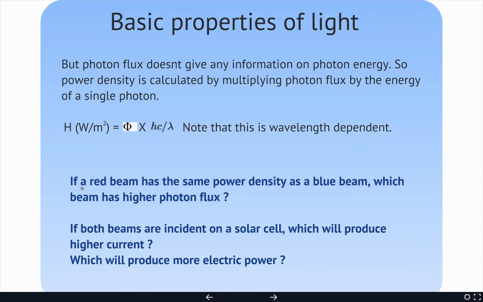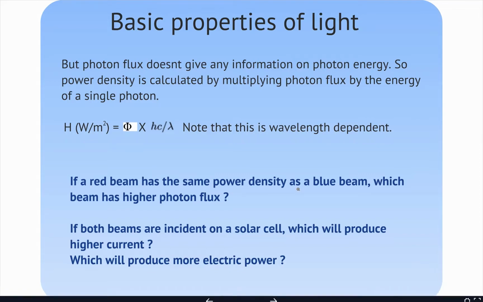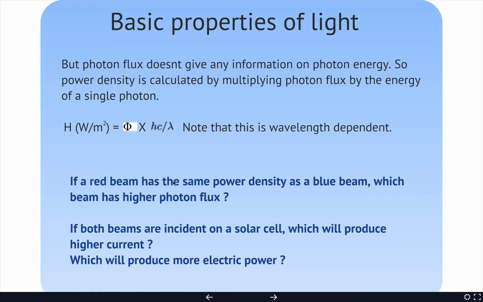So let's look at the question. If you have a red beam, a red laser pointer, let's assume I measure the same power density as a blue laser pointer. So I have two laser pointers, a red laser pointer and a blue laser pointer, but they both measure on a power meter the exact same power density. The question is, which beam has a higher photon flux? I want you to discuss.